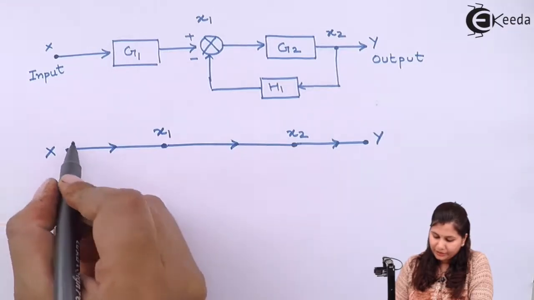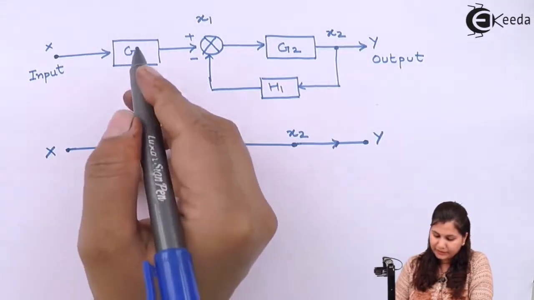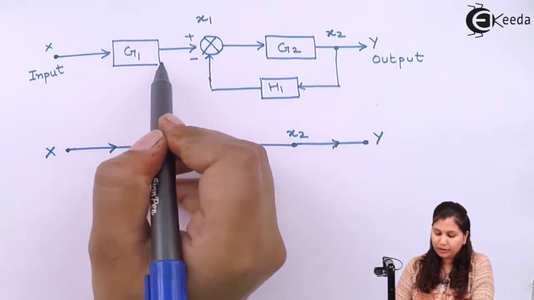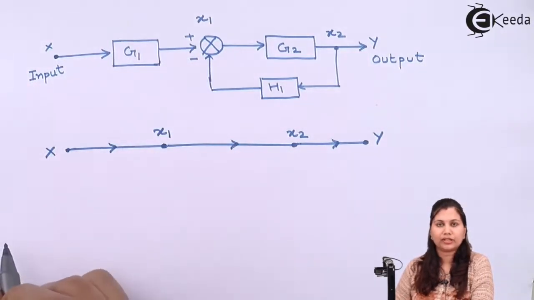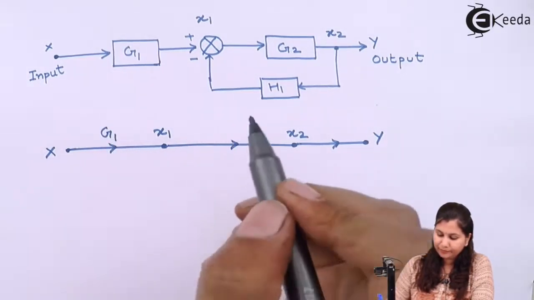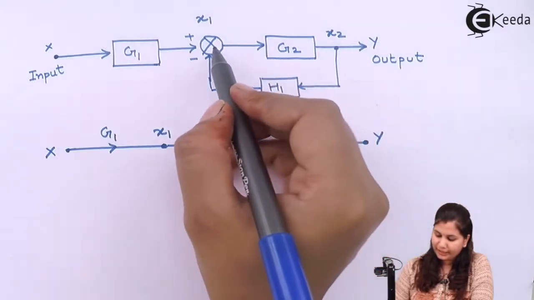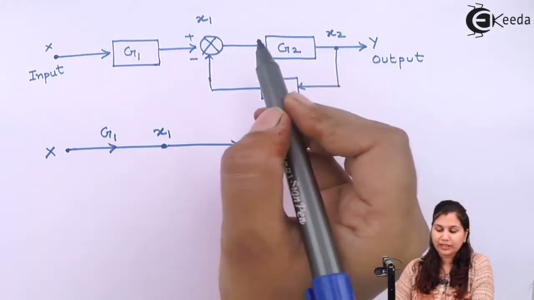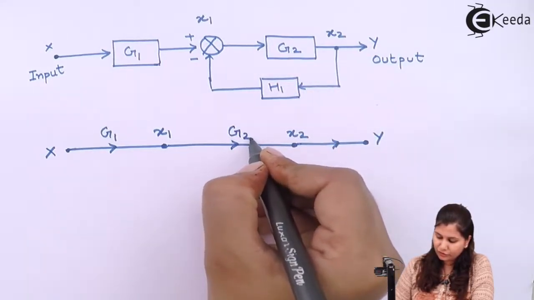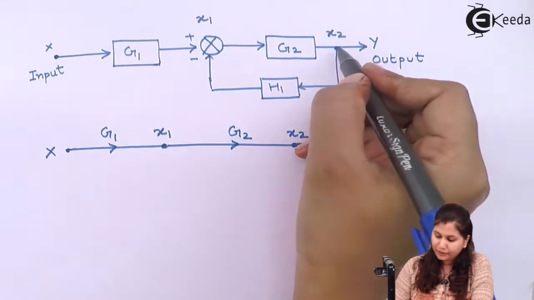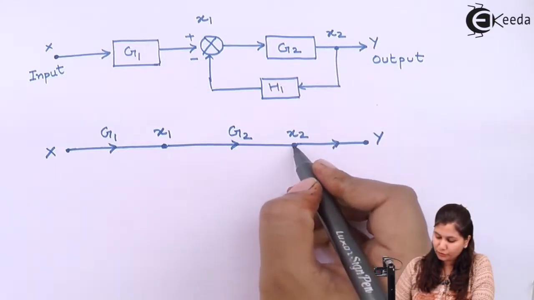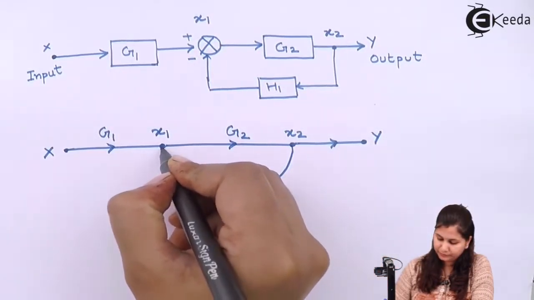Now let's write the transmittance. Between the node x and x1 we have the block having the transfer function G1, so on this arrow we will write the transmittance. Then between x1 and x2 we have the block G2, so we will write the transmittance G2 here. And between x2 and x1 we also have a feedback loop, so let's draw this feedback loop.